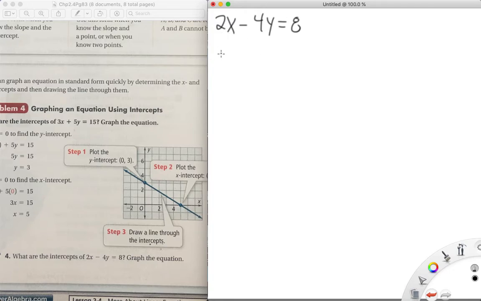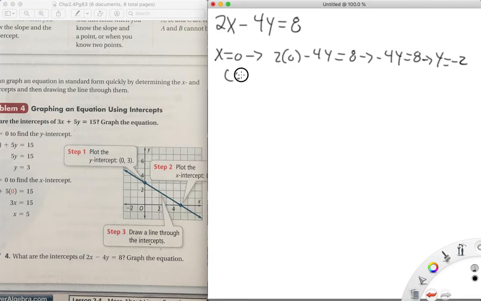We can see what happens when x is 0. So if x is 0, then we have 2 times 0 minus 4y equals 8, which is negative 4y equals 8. So then y equals negative 2. So one point is (0, -2). So that's on your y-axis. And then what happens when y is 0?